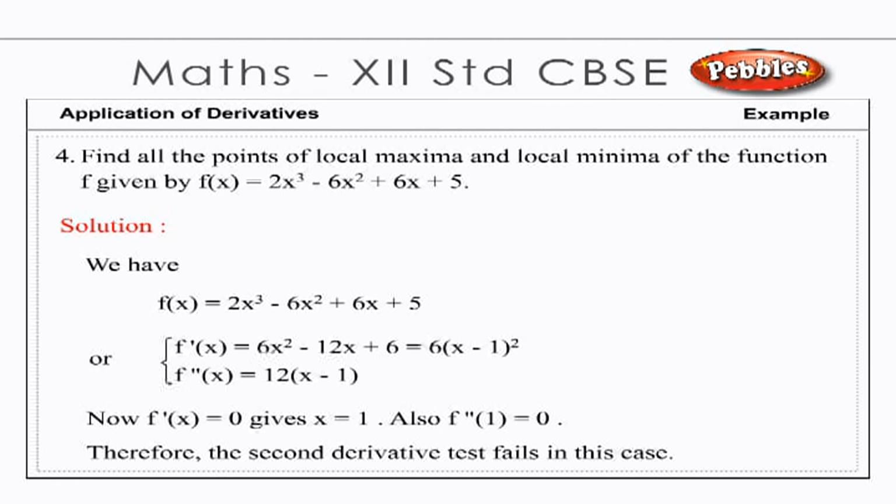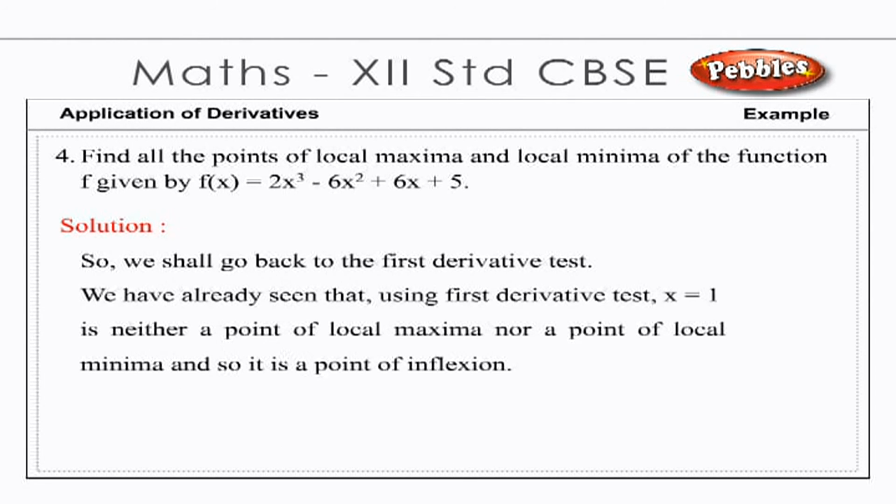f''(x) = 12(x − 1). Now, f'(x) = 0 gives x = 1. Also, f''(1) = 0. Therefore, the second derivative test fails in this case. So, we shall go back to the first derivative test. We have already seen that using the first derivative test, x = 1 is neither a point of local maxima nor a point of local minima, and so it is a point of inflection.